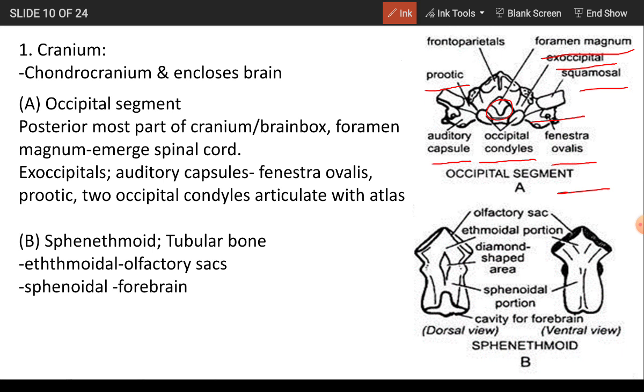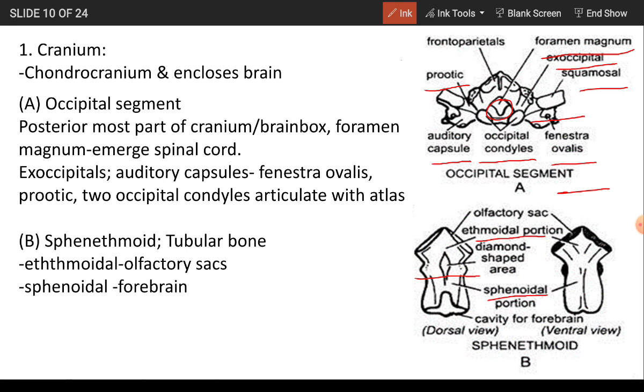You can see the bone, which is tubular in structure. When you observe carefully, you can see that this tubular bone is transversely divided, resulting in an anterior ethmoidal portion. This is the ethmoidal portion, and posteriorly the sphenoidal portion. And these two portions are found fused. Hence, it is called as ethmoidal region.